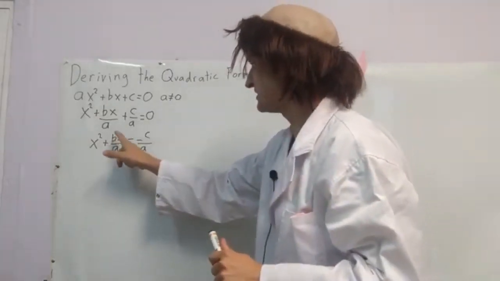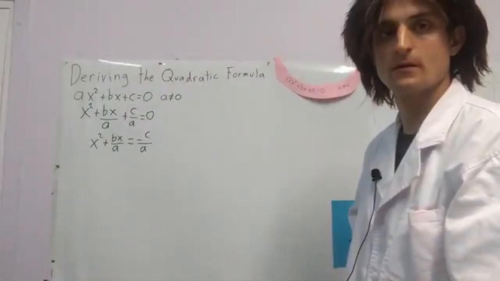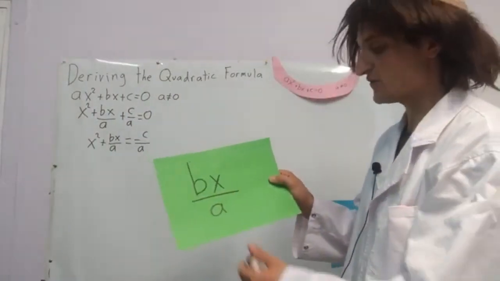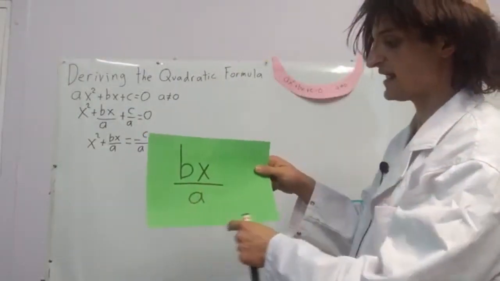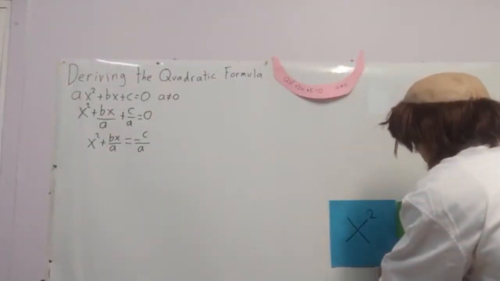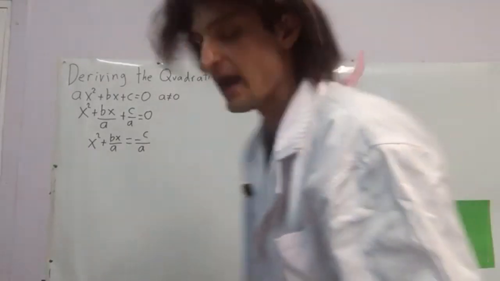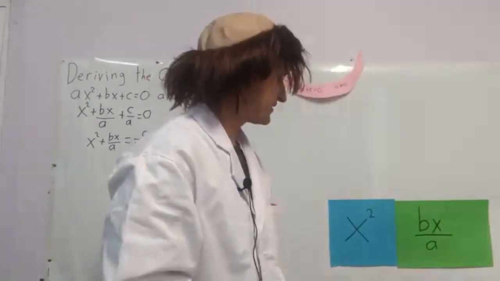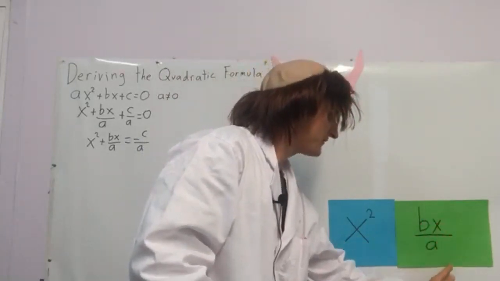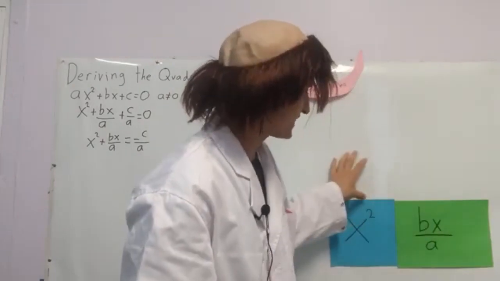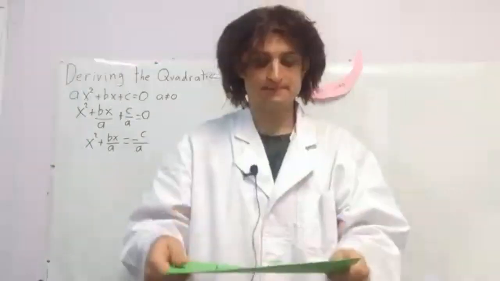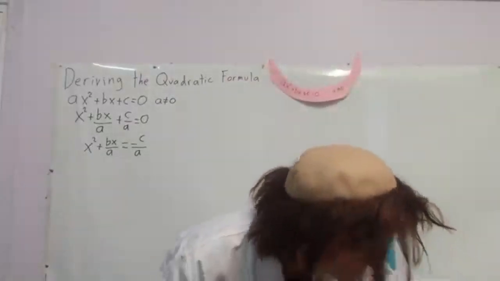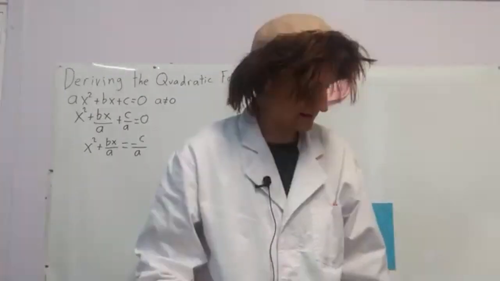Then it says add bx over a. What does bx over a look like? It's a rectangle whose height is x and whose side length is b over a. We can put it right next to x squared. How are we going to complete the square? We can chop it in half here and add this piece up here. Let's do that. Let's chop it. Hi-ya! Ooh, we cut it in half.